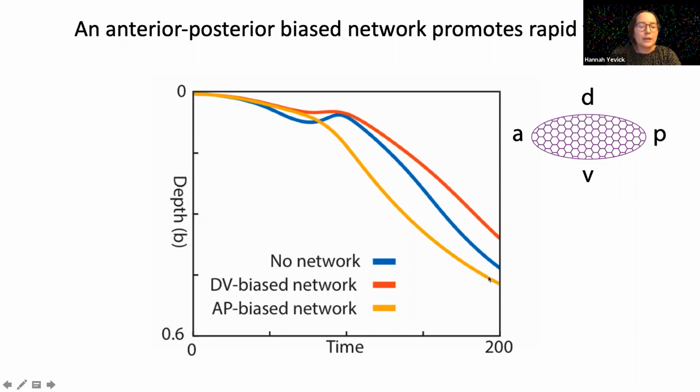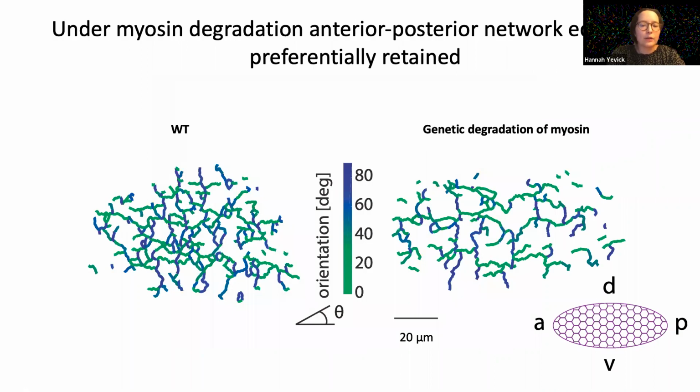And interestingly, if we go back and look at our experimental data when myosin is degraded, so when we actually have lower amounts of motor than normally in the wild type, we actually see an increase in these anterior posterior AP fibers in the remaining network present in the tissue. And that's interesting because if you have a low amount of myosin, the best use for your myosin is to arrange it in these AP fibers to get the most robust tissue fold.